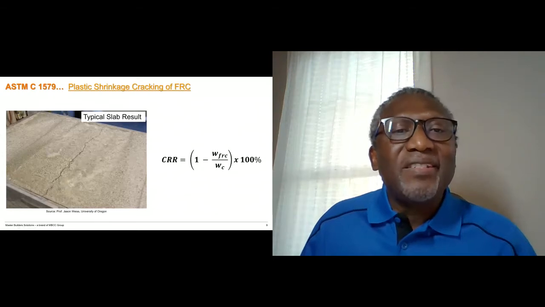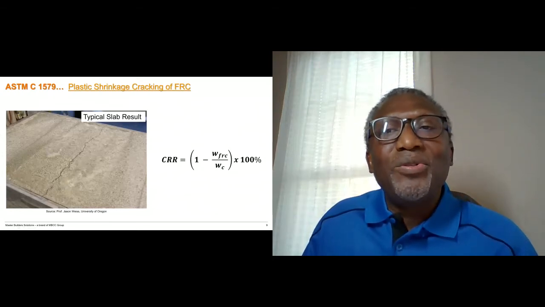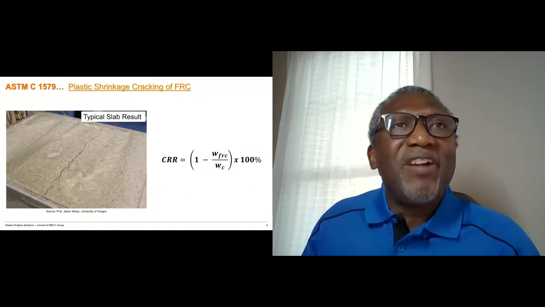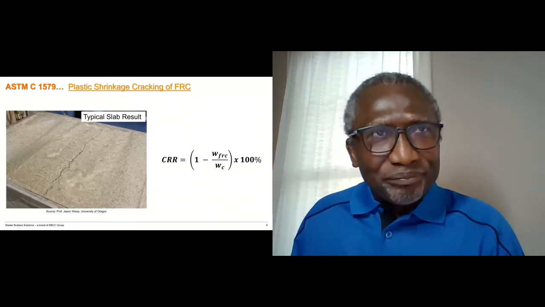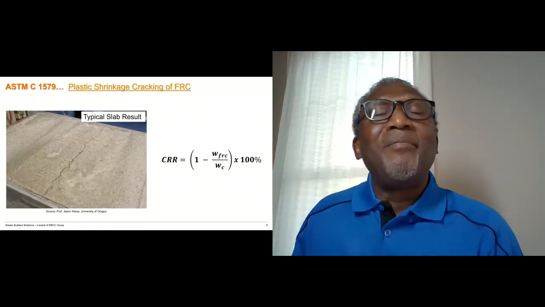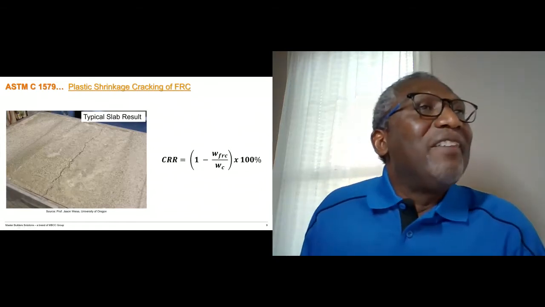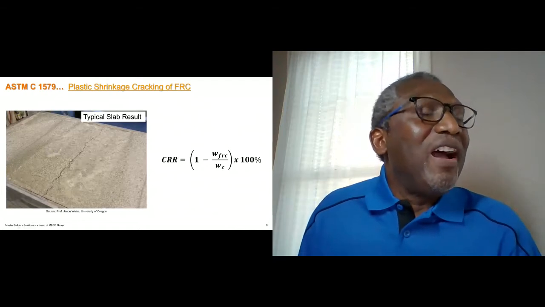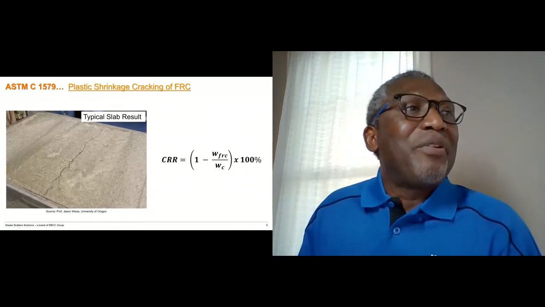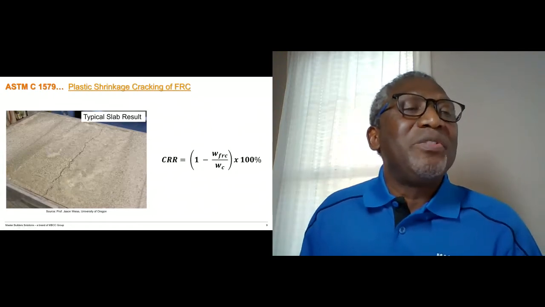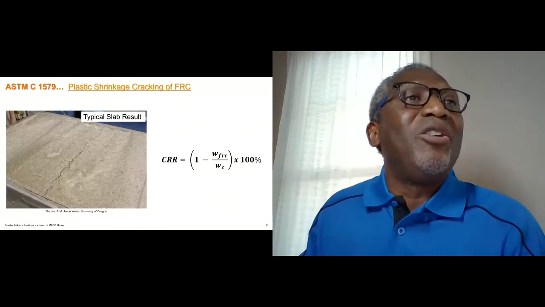So there is ASTM C1579, which can be used to essentially look at the performance of different microfibers for reducing plastic shrinkage cracking. Now, the graph on the left-hand side here was a study that was done by Professor Ramakrishnan, who's now retired, when he was at the South Dakota School of Mines and Technology.